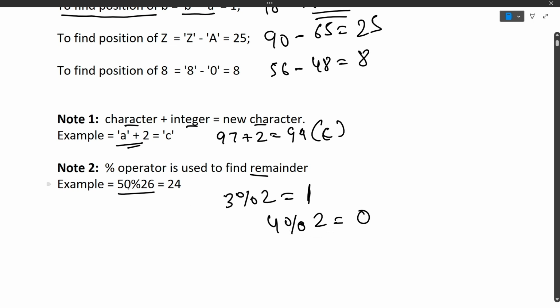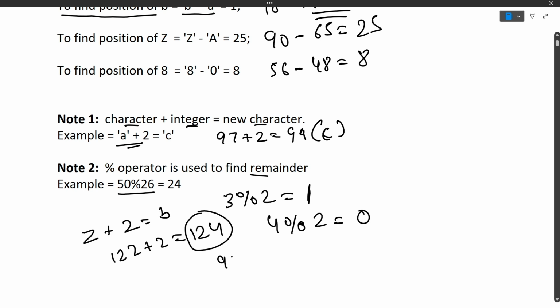Now what is the role of the mod operator in this particular question? To find the circular position of the next integer. Let's suppose we are taking z and doing z plus 2. As we have seen, character plus 2 gives the ASCII value of small z, which is 122, plus 2, it will give 124. But what we told you is that once you are rotating z by 2, it should give us the value b. What is the ASCII value of b? It is 98. Okay, so these 124 and 98 are separate.